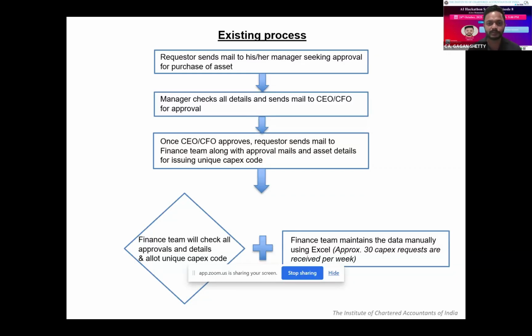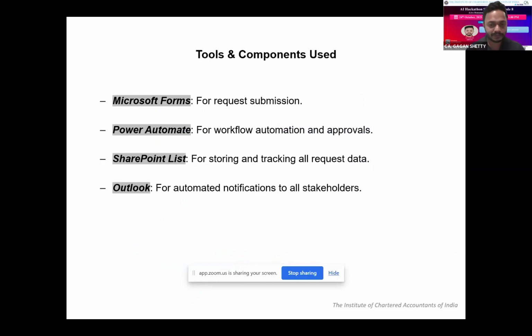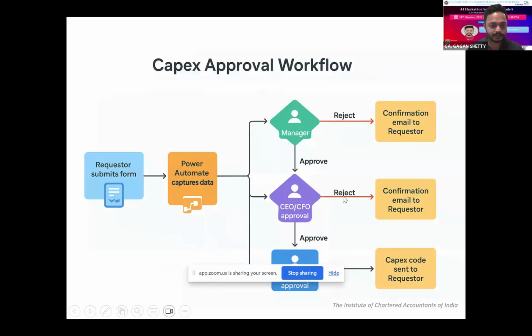Right now it is taking approximately 10 to 15 minutes for the finance team to approve one CapEx code. Weekly, we are receiving approximately 30 to 40 requests, so it is taking more than 7 to 8 hours. So I have automated this particular process by using Microsoft Forms, Power Automate, SharePoint list, and Outlook. So this is the flow that I have built.